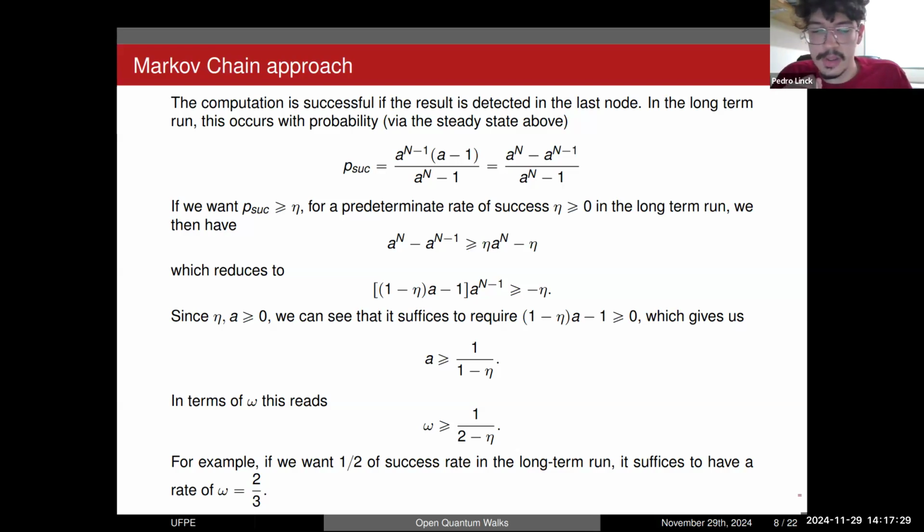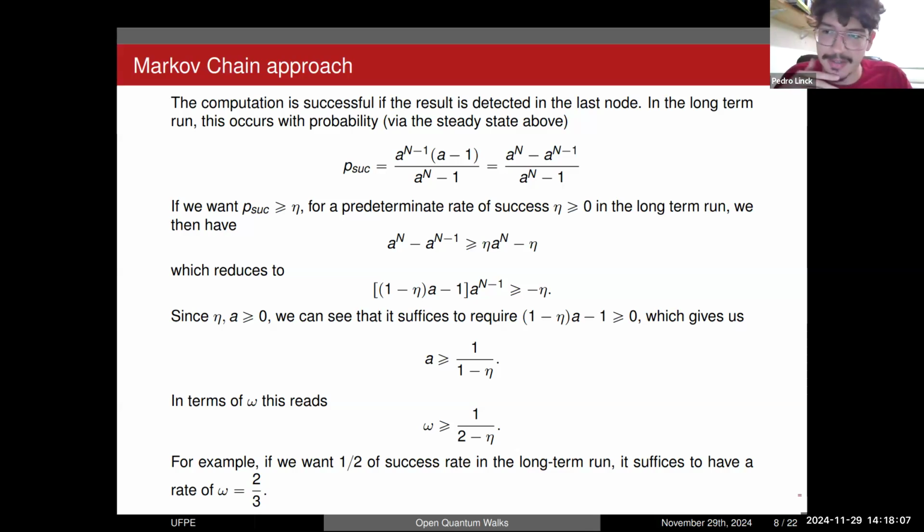So now we know how to control the probability of success of our computation in the long-term run. This is a good thing, but not so good, because how much time do we have to wait to do this measurement? What I'm saying here is, if you leave your computer running and go take a shower, go make a coffee, go take a run, and then after infinite time you come back, of course you will measure it with probability at least 1/2. But this is not very helpful.